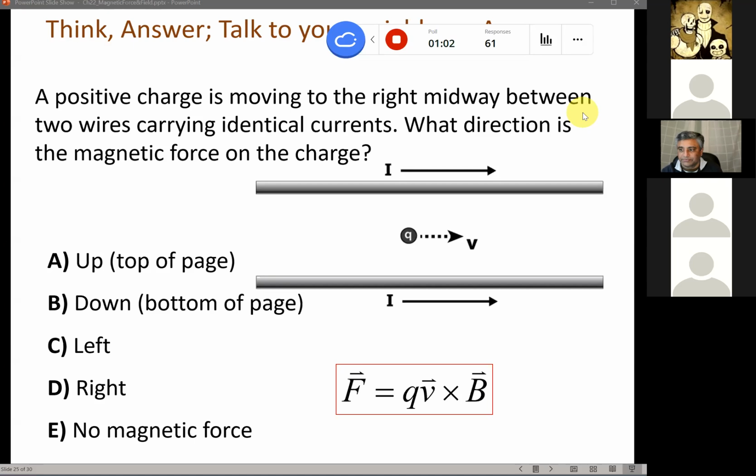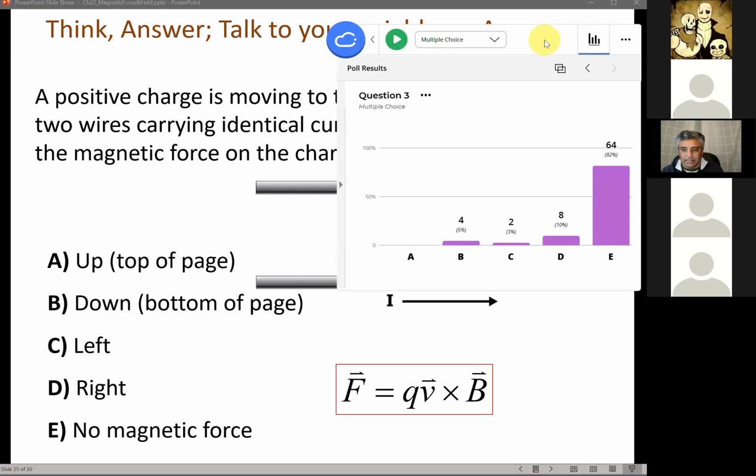Thirty more seconds. And 5 more seconds. 5, 4, 3, 2, 1, and it stops. Okay. Let's see what we got. Hey, it looks like the answer is again E. Why is E the answer?